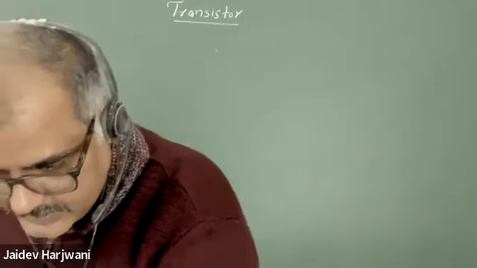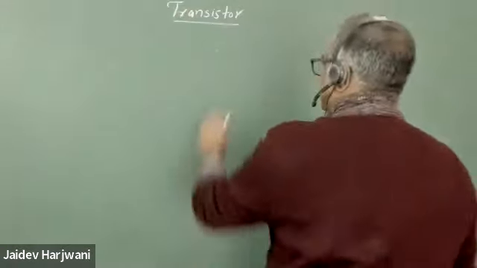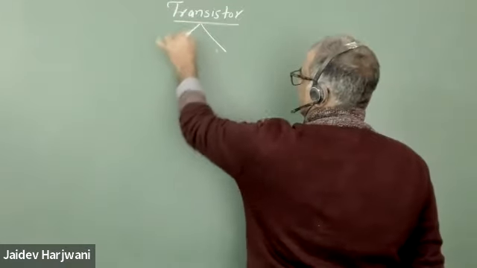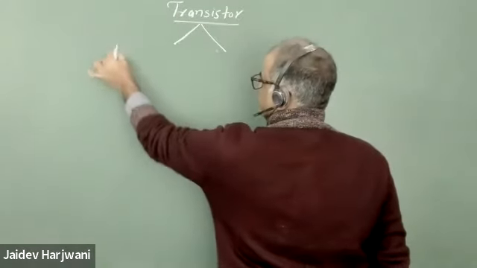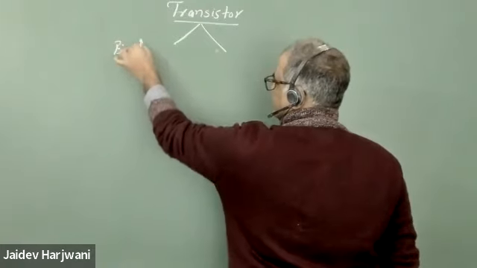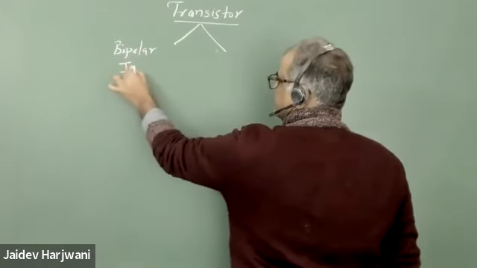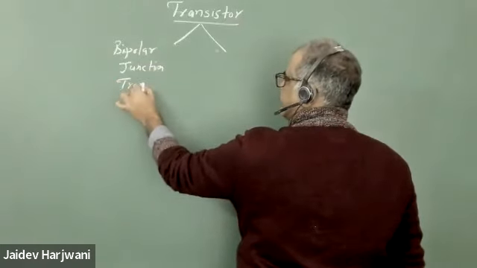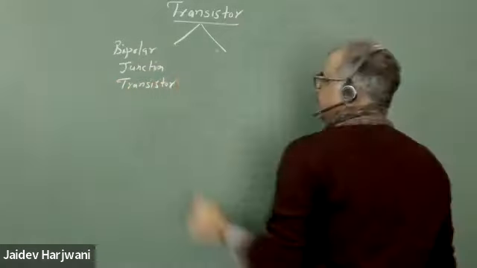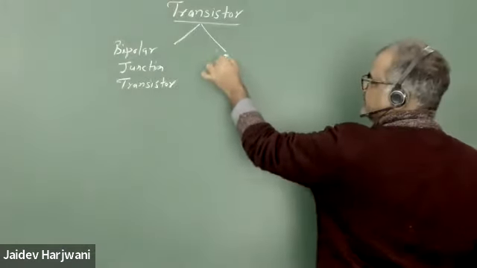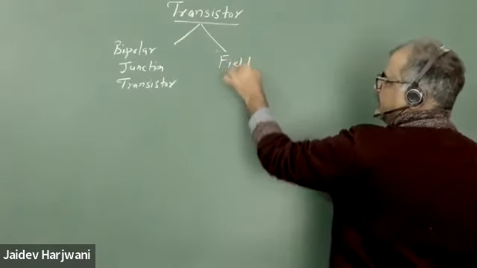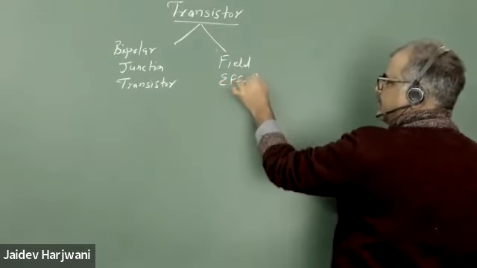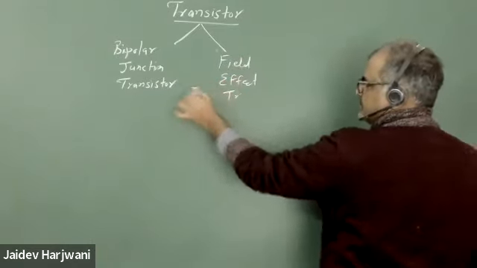New chapter, transistor. Okay, now basically your transistors are of two types. One is called bipolar junction transistor. Another is your field effect transistor, FET.